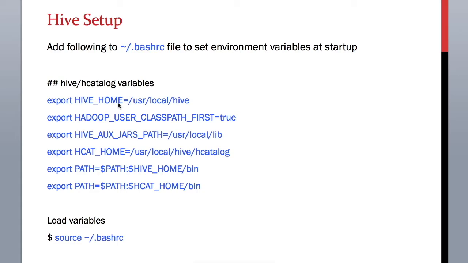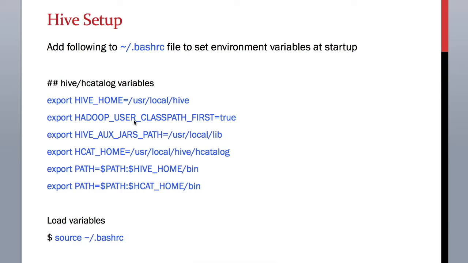We need a HIVE_HOME. This is a new variable, and it will point to the location where you have installed your Hive. Okay, the root directory of Hive. We also need HADOOP_USER_CLASSPATH_FIRST, and it should be set to true. We need HIVE_AUX_JARS_PATH. We'll point it to lib. Okay, and this is outside Hive.